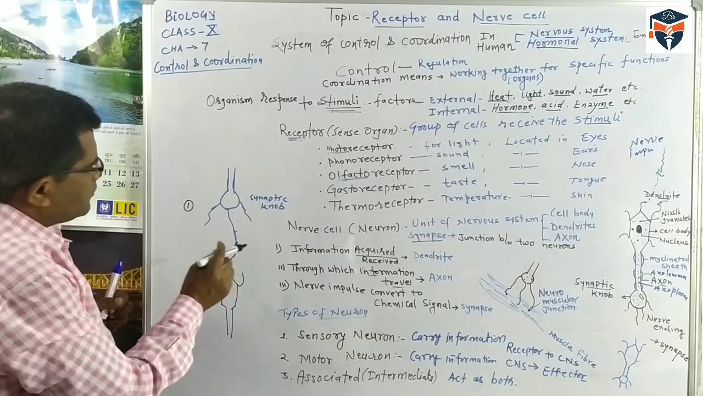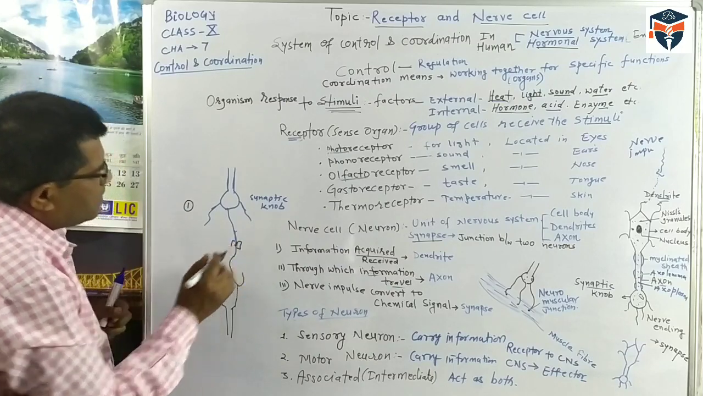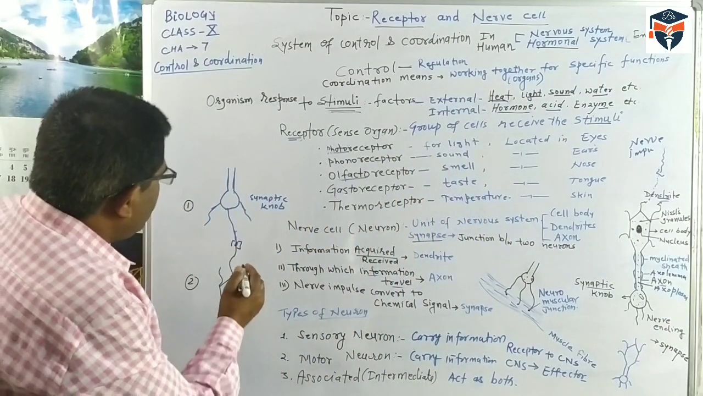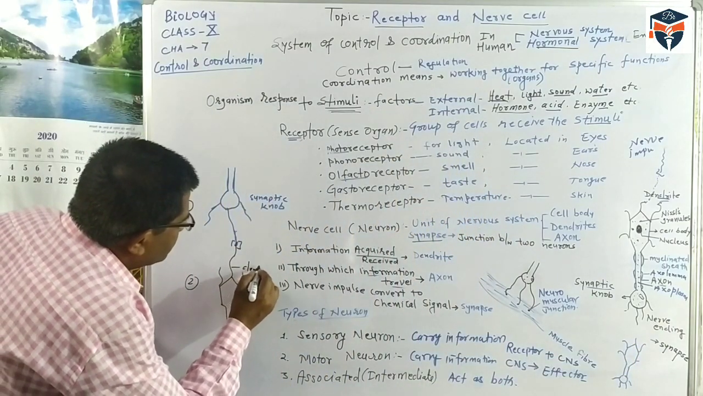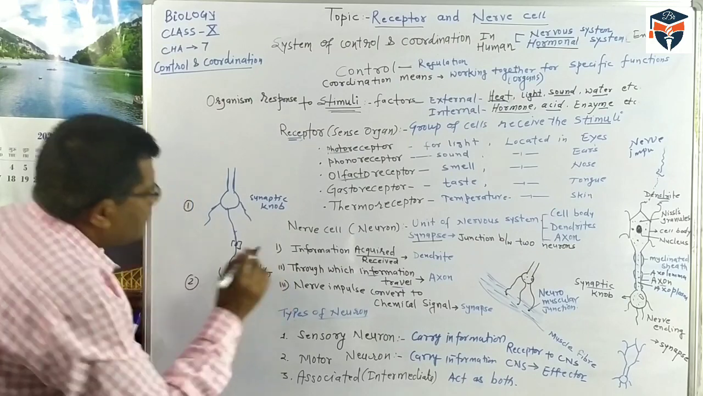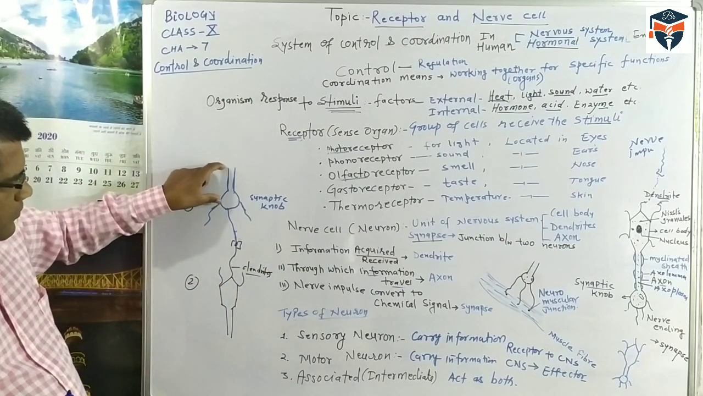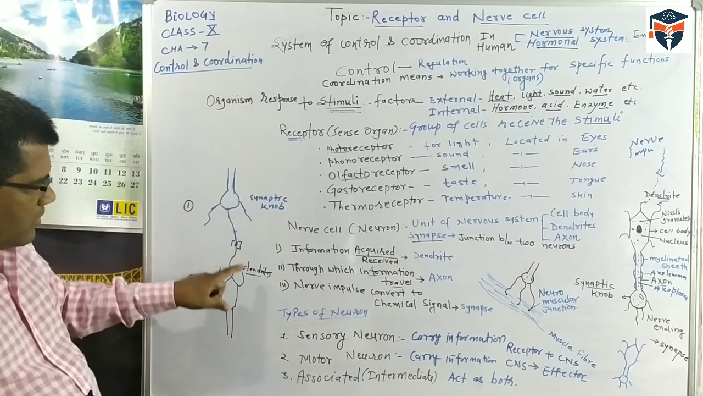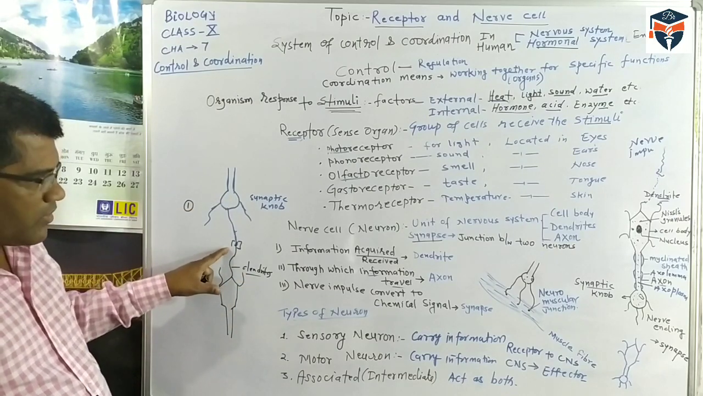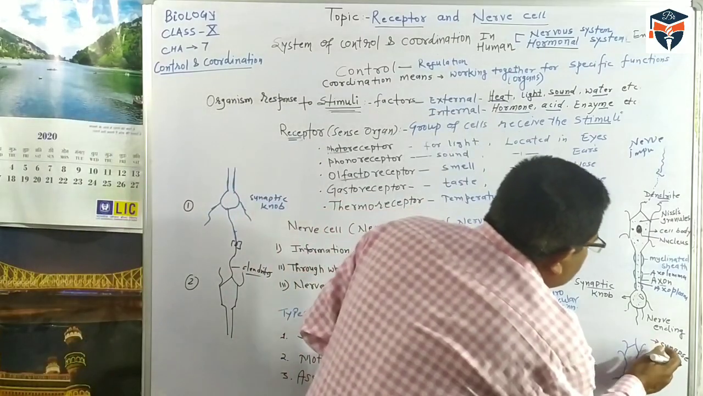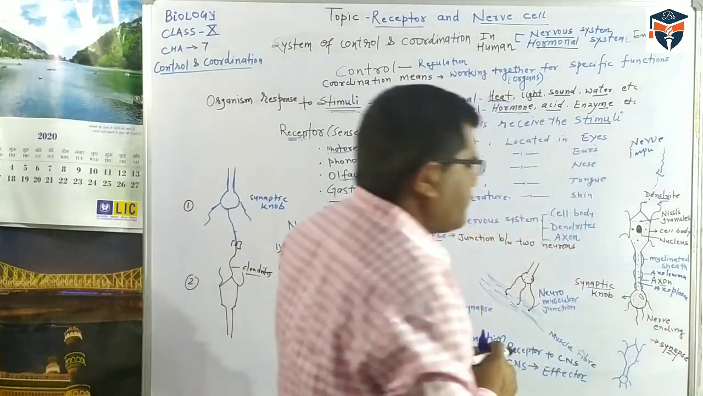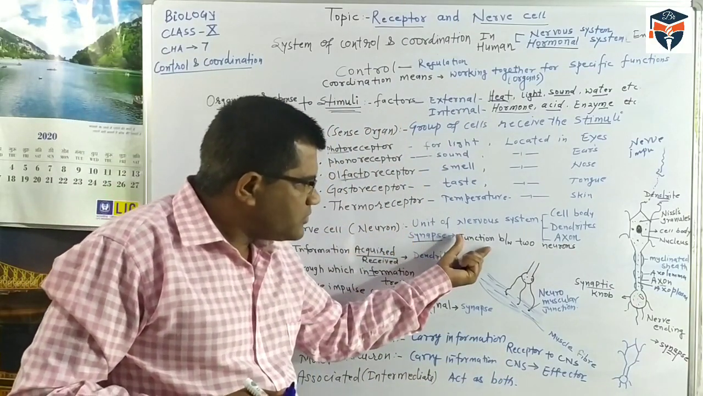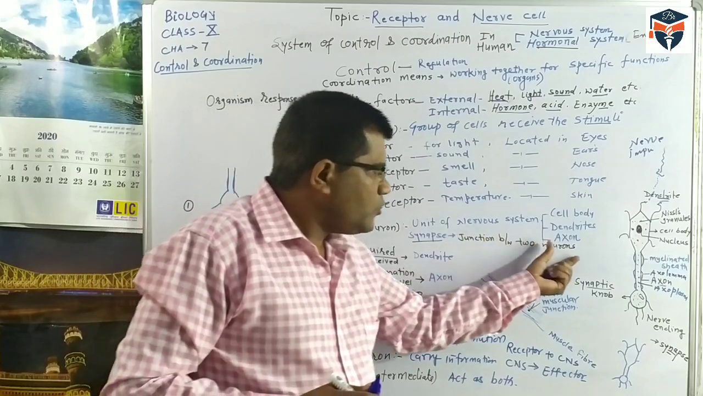It's a junction between the nerve ending and dendrites of the other neuron. It is the nerve ending of one neuron and dendrites of the other neuron, they are connected. So this region is called the synapse. Many times a question is asked: what is synapse? It is a junction between two neurons.